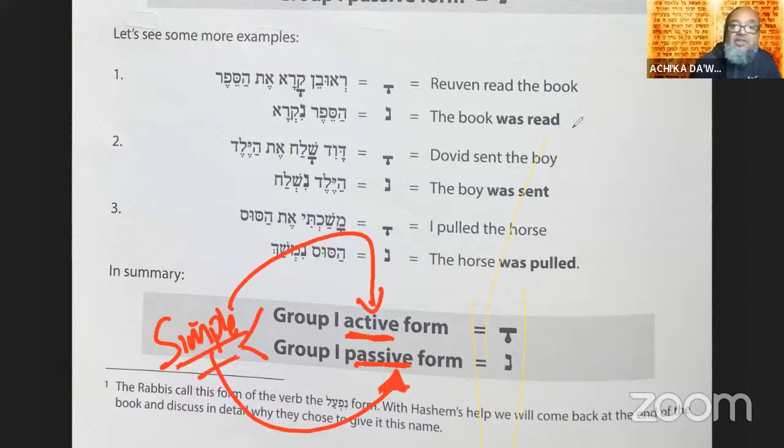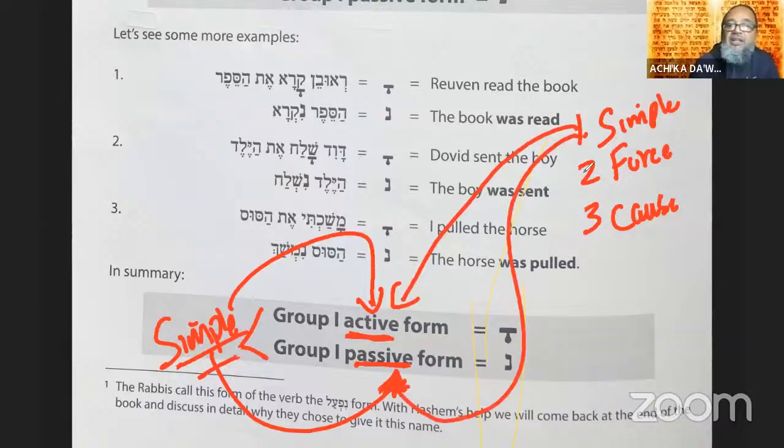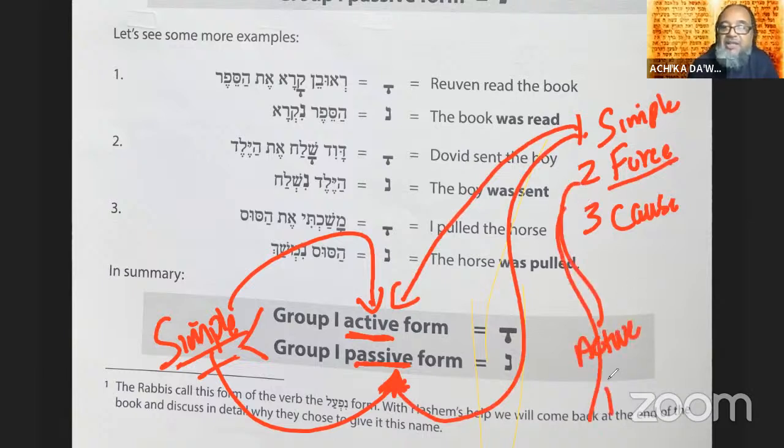Okay, so I got 1, 2, 3. I got San Francisco, California. And I know that that's simple. This is forceful. And I know that this is causative. But I also know this simple way can be done in an active way, and it can also be done in a passive way. And so if that can happen, I know here in a forceful way, that can be done actively. I'm going to teach you that. And then you're going to find out that it can be done passively.